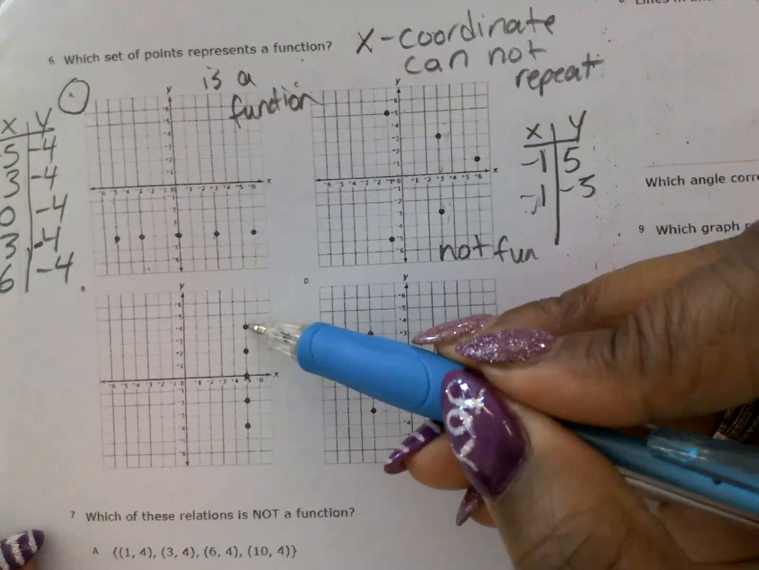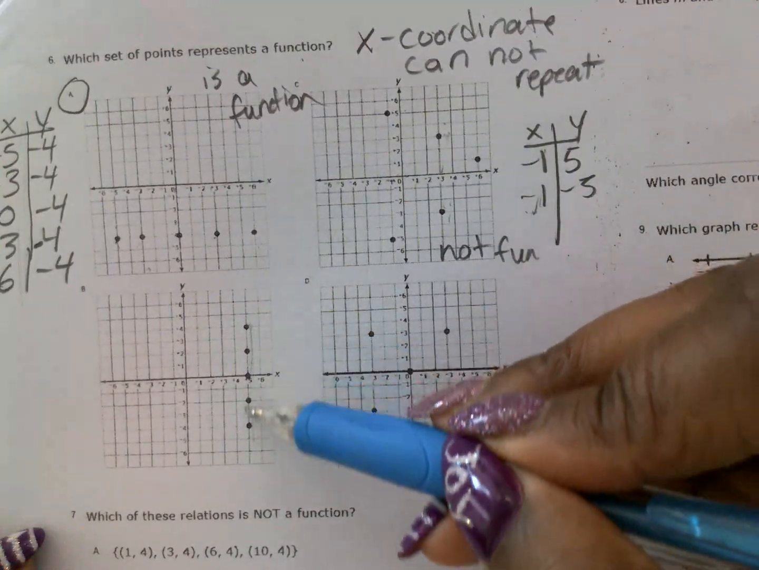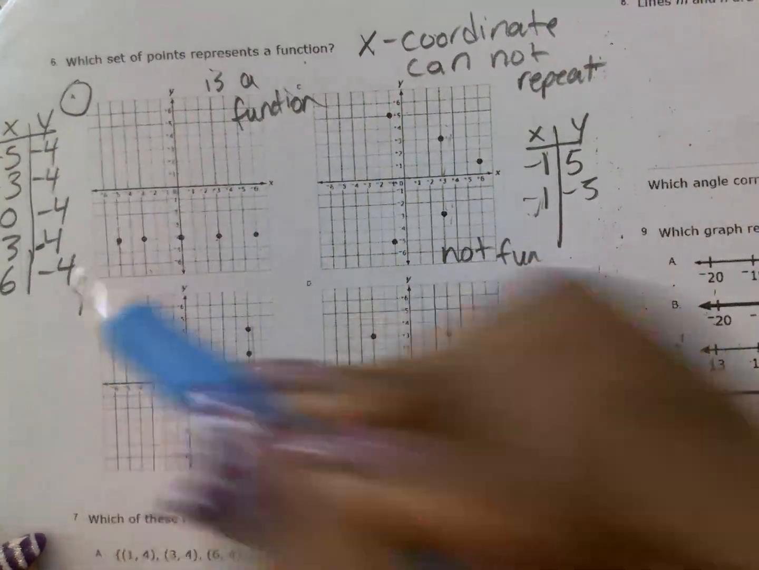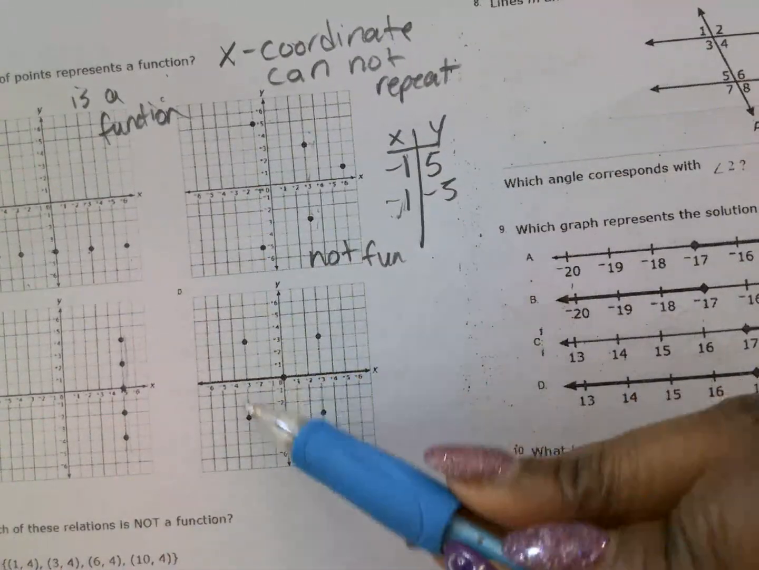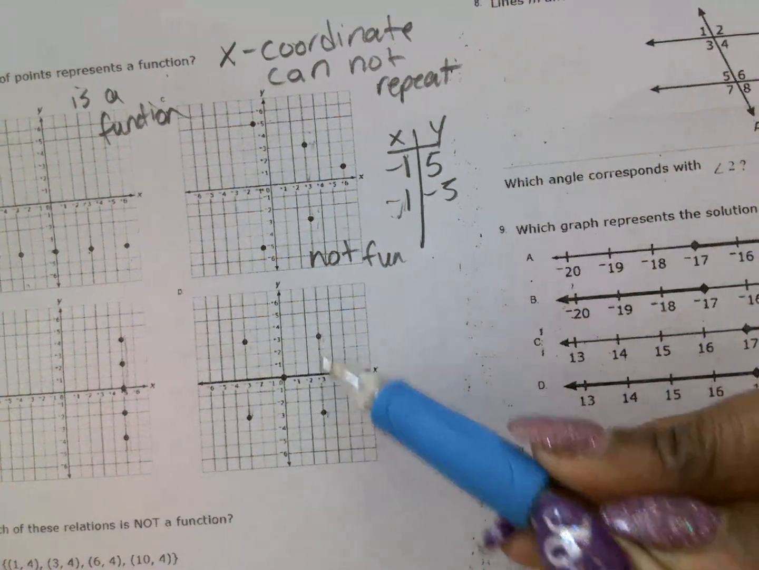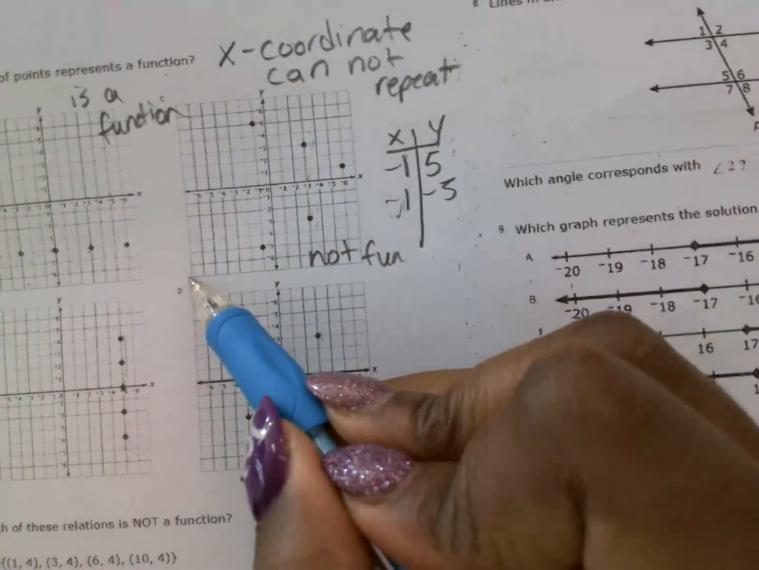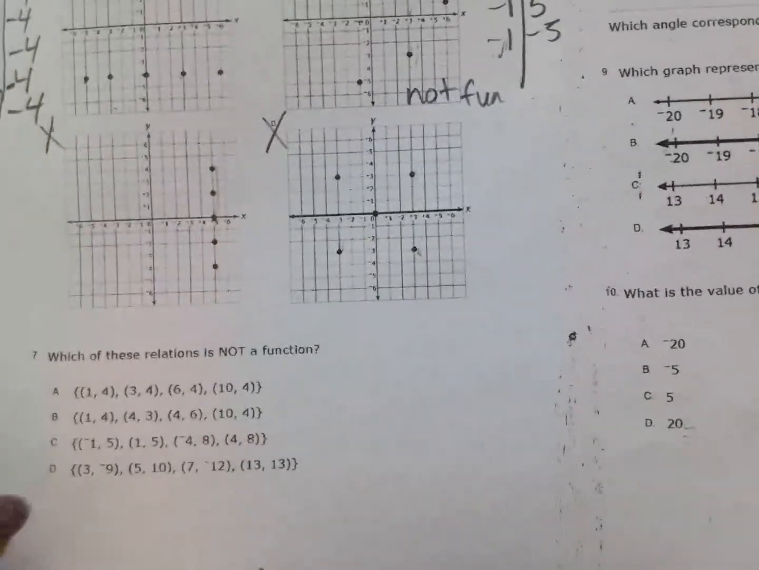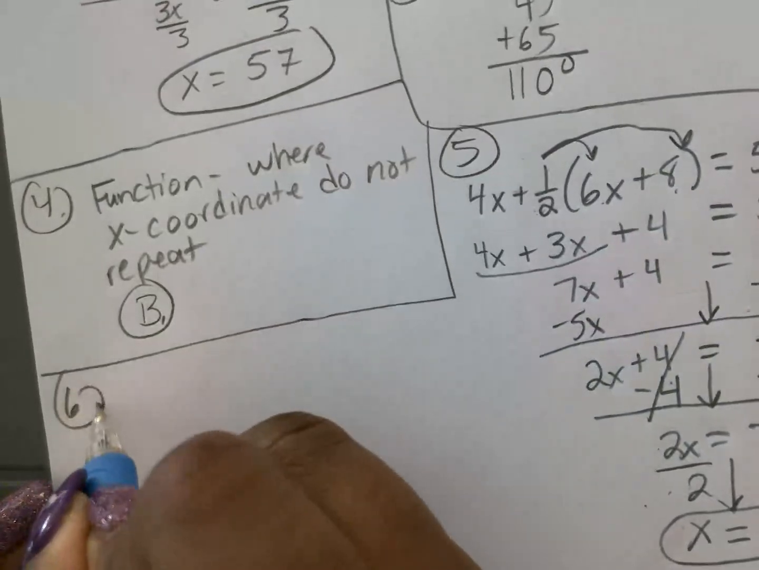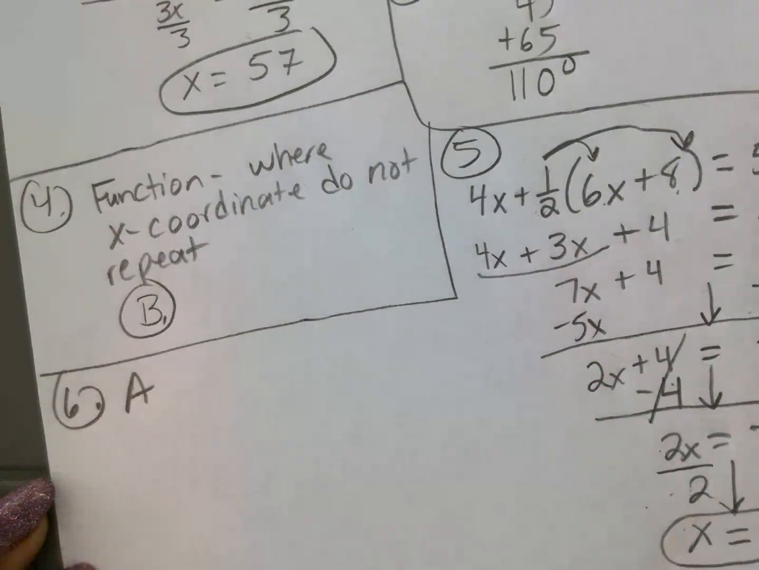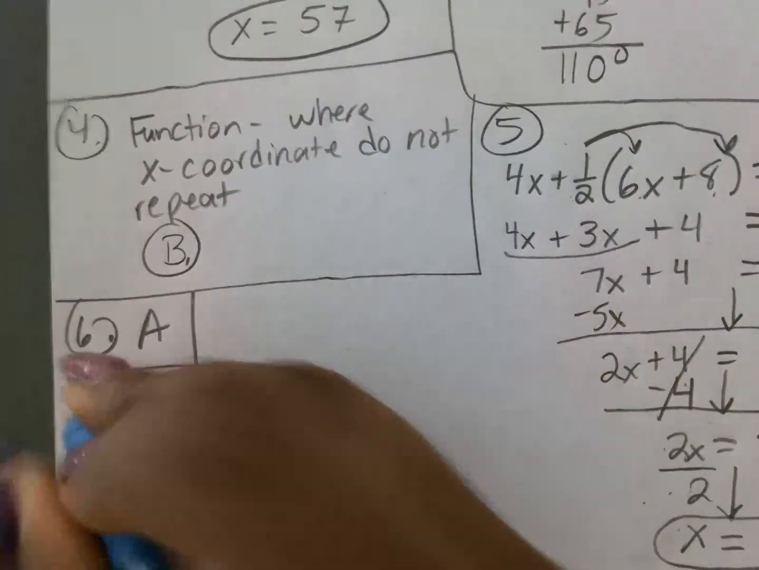And then look at these. All these have the same x ordered pair. This is not a function. These two have the same x ordered pair. These two have the same x ordered pair. This is also not a function. So number 6 on our paper, we're going to put that the answer here is A. Only one that is a function.